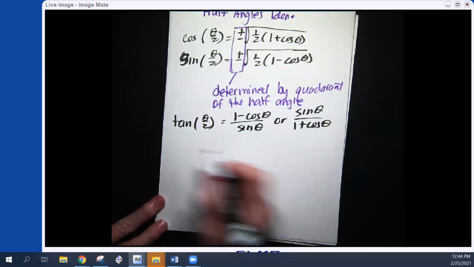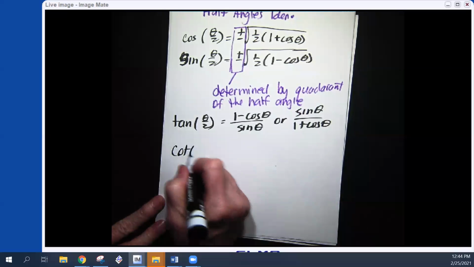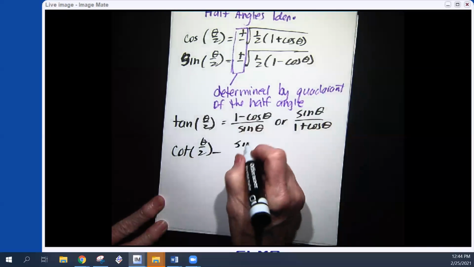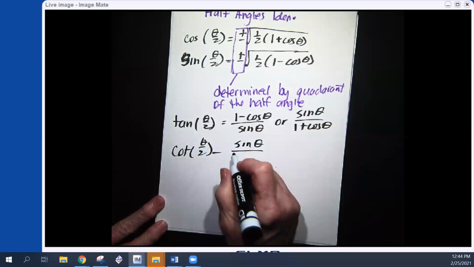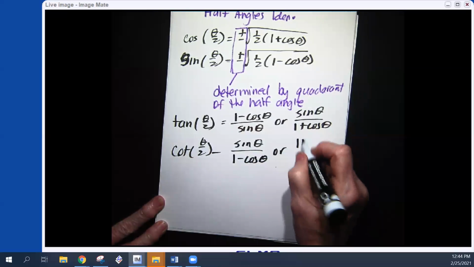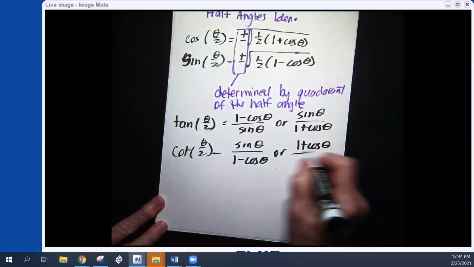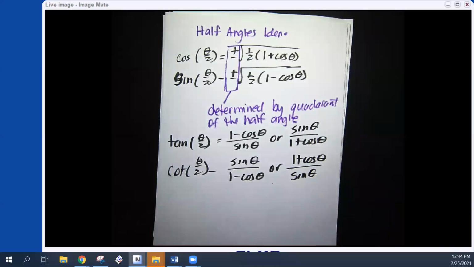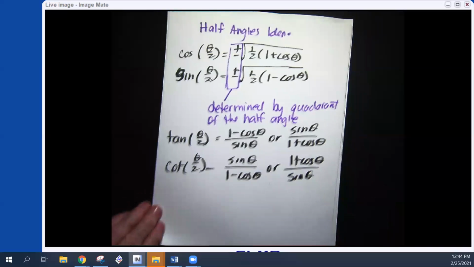Okay, so thinking about tangent or cotangent, you're flipping them. So this would be the sine of the angle divided by 1 minus the cosine of the angle, or 1 plus the cosine of the angle divided by the sine of the angle. So those are the formulas that we're going to use throughout this. So we're going to start this by doing a triangle problem.